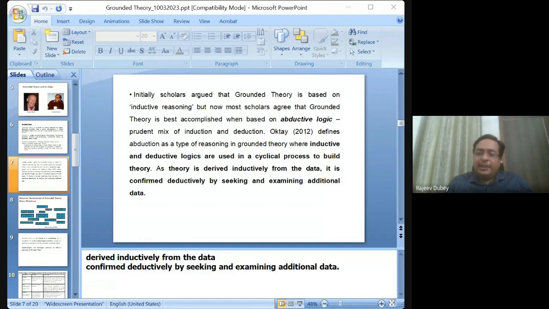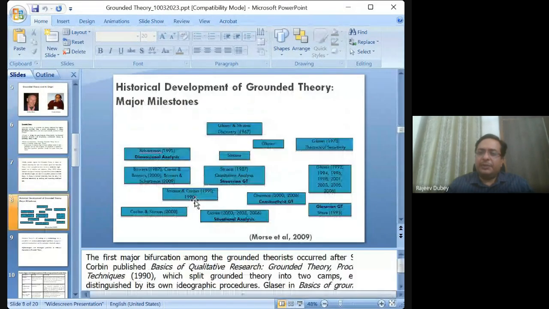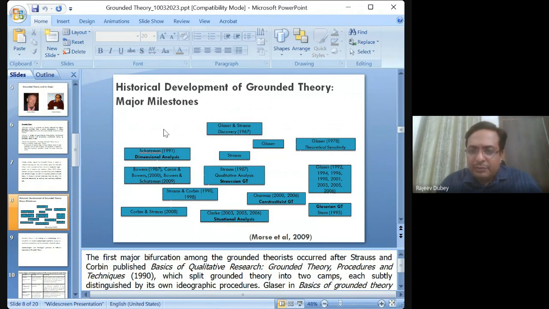Now, based on these epistemological and ontological positions, we find that there have been different strands of grounded theory, which we have observed. Over the period of time, they have developed, and we will discuss their major assumptions also. From Glasser and Strauss' discovery of grounded theory in 1967, we found how Glasser moved on to write theoretical sensitivity. And then we also find later on the Straussian version of grounded theory, the constructivist version of grounded theory promoted by Charmaz, and situational analysis by Clarke. So different versions of grounded theory started emerging.